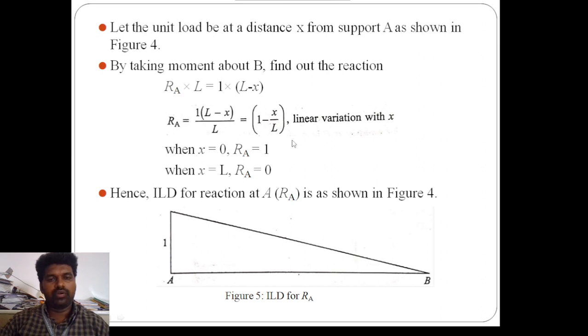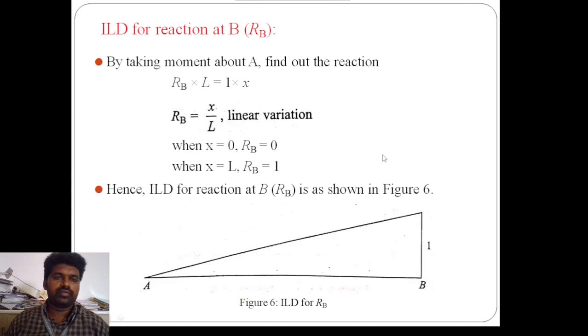When X equals 0, RA equals 1. When X equals L, RA equals 0. That means at A the value of the reaction is 1 and at B the value of the reaction is 0. Hence the ILD for reaction at A, RA, is shown in the figure. So ILD for reaction at B: by taking moment at A, we find the reaction, RB into L equals 1 into X, RB equals X by L, a linear variation.